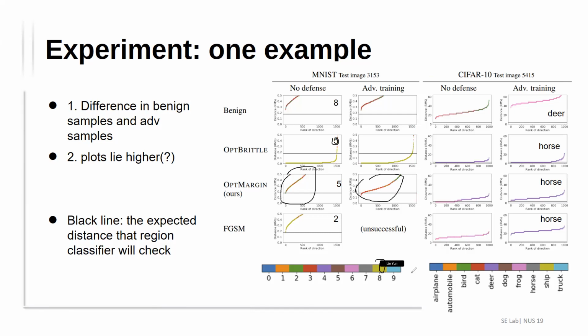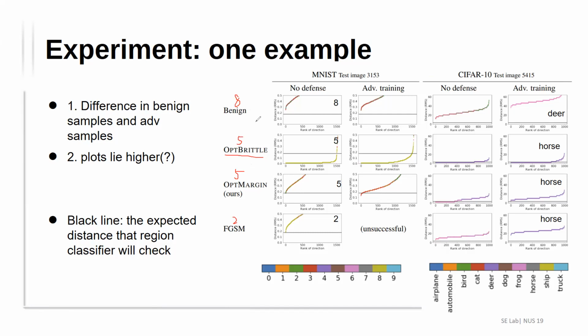First we have a benign sample of label 8, and then this attack strategy generates one adversarial sample with label 5. Their method generated one adversarial sample of label 5, and FGSM generates an adversarial sample of label 2.